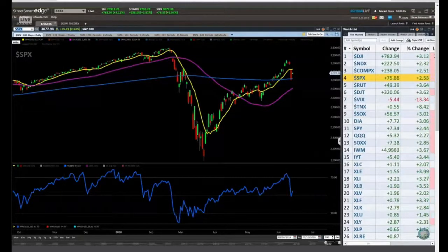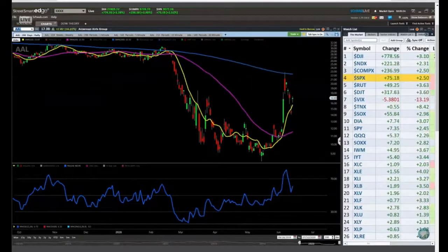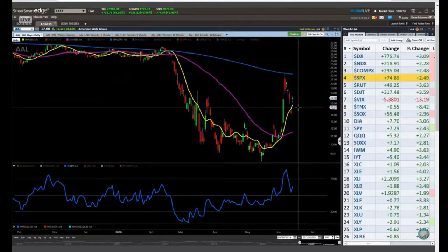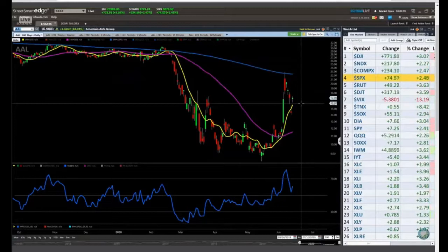All righty. So, American Airlines. Nice bounce today, but it did announce that their Q2 revenues will be down 90% year over year. Now, I think maybe that was priced in. And they also said the net bookings have been consistently positive since the first week of May. So I think maybe that's why you're getting a bounce.